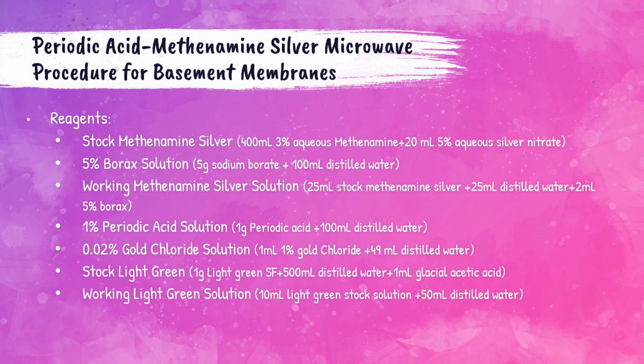The reagents needed for the periodic acid methenamine silver microwave procedure are stock methenamine silver, 5% borax solution, working methenamine silver solution, 1% periodic acid solution, 0.02% gold chloride solution, stock light green solution, and working light green solution.